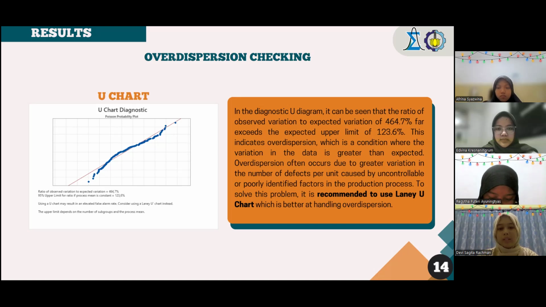Over-dispersion often occurs due to greater variation in the number of defects per unit, caused by unidentified or uncontrolled factors in the production process. To solve this problem, it is recommended to use a Laney U chart, which is better at handling over-dispersion.